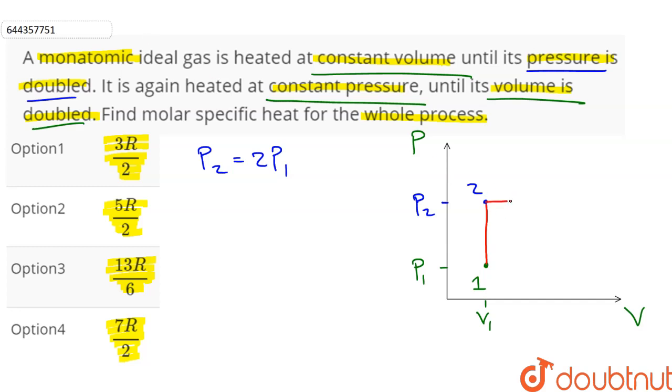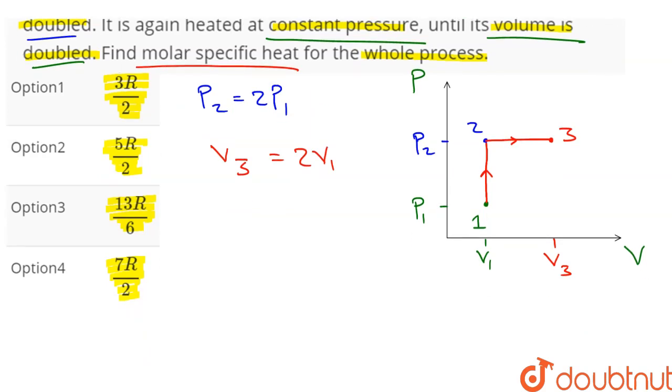Now 2 to 3 will be our constant pressure process, and the volume becomes V3, and V3 is twice of V1. Therefore 1 to 2 and 2 to 3 are the two heat addition processes, and we need to find the molar specific heat for the whole process.